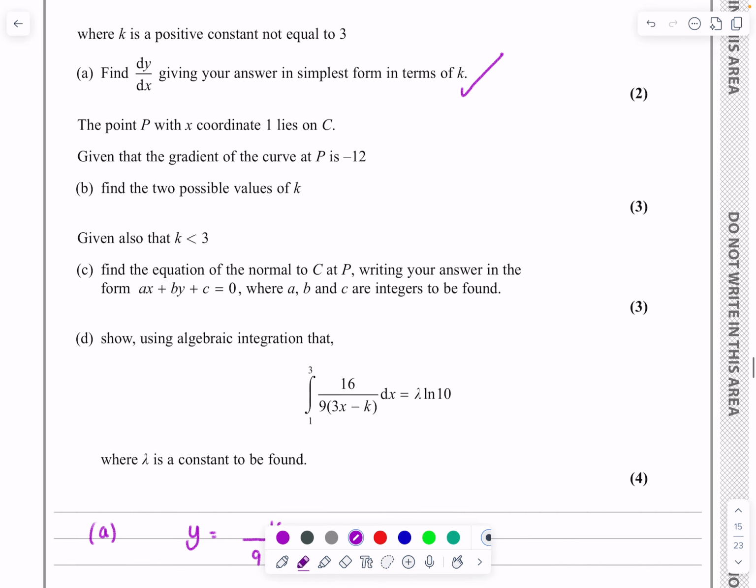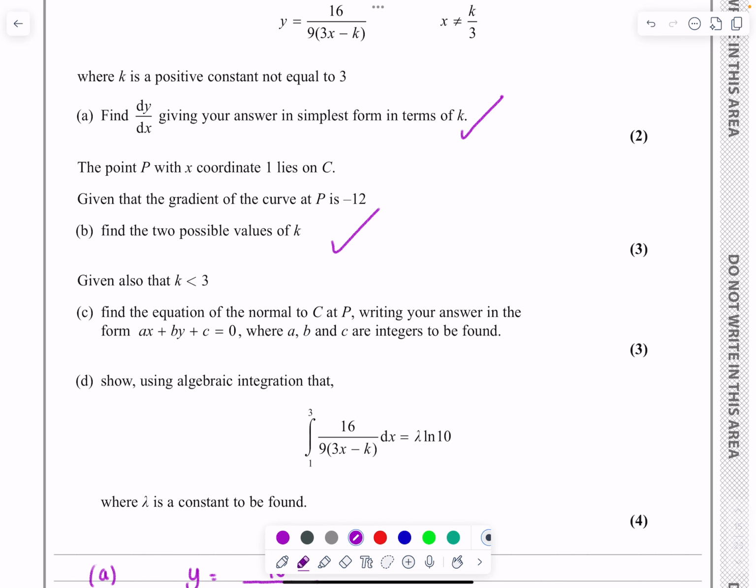Okay, so let's go back. Yeah, so we've done part B. Given also that k is greater than 3, well, if k is greater than 3, then it has to be 7 over 3, because 11 over 3 is bigger than 3. So that statement is telling me k is equal to 7 over 3 then.